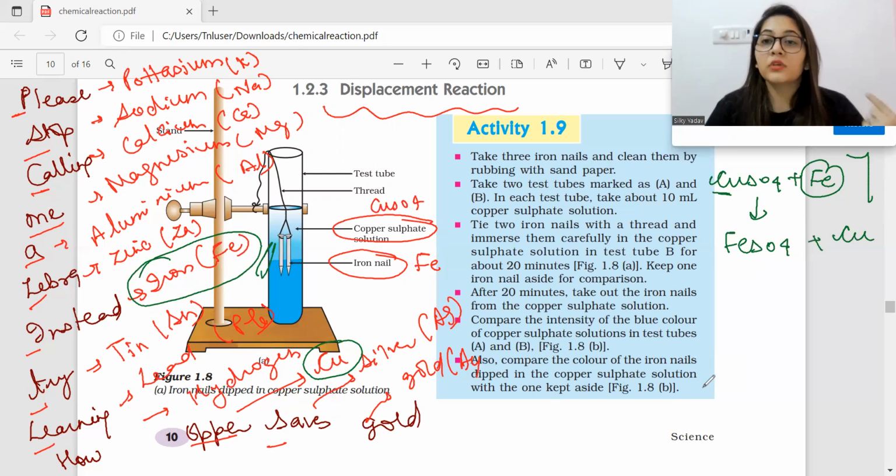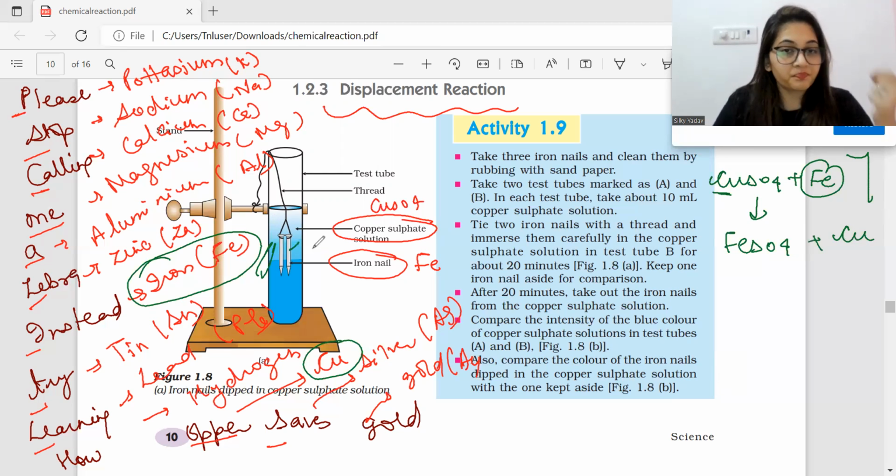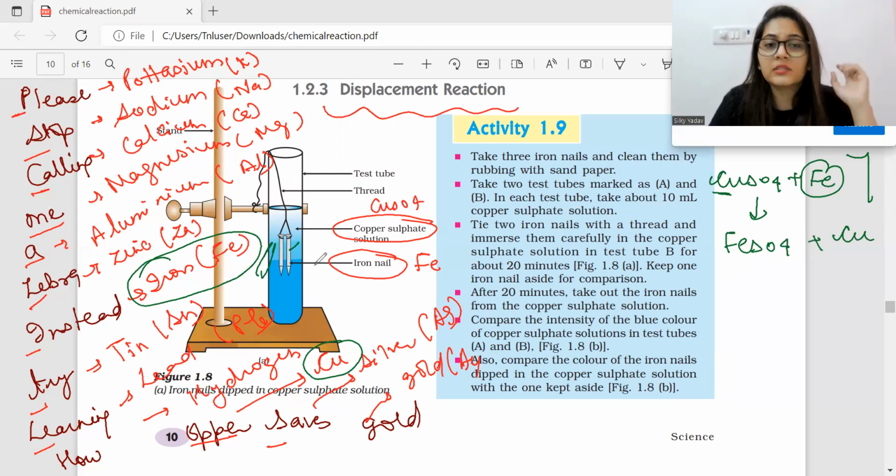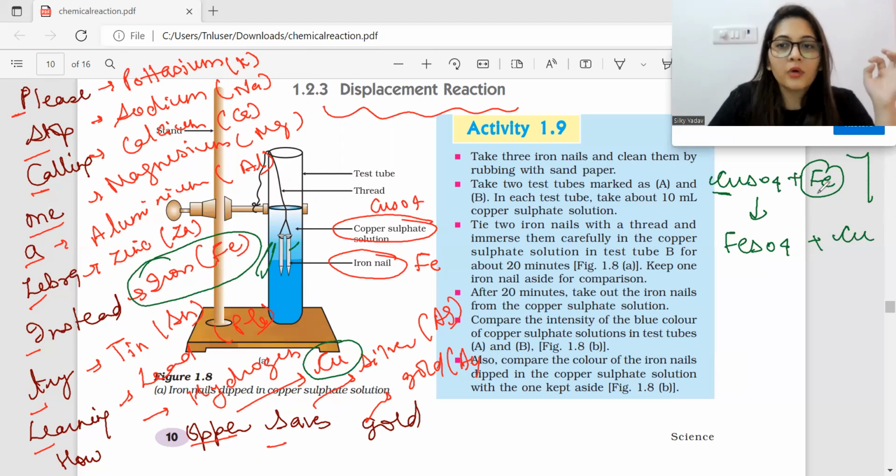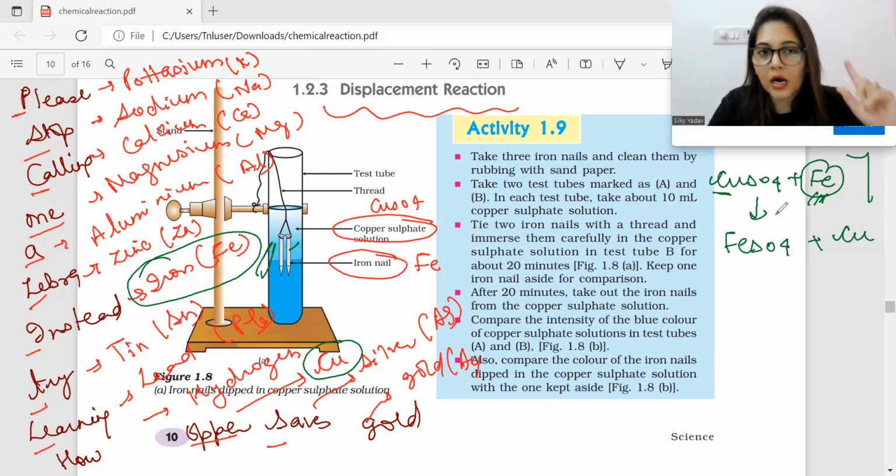That means now the color of this solution is also going to change, and not just the solution, this iron nail color will also become different because now this Fe is getting dissolved in the solution, and that is how the solution color is changing. And because now from this copper sulfate, the copper is becoming solid, it is going to get collected over the iron nail also. Okay, I hope that's clear to you all.